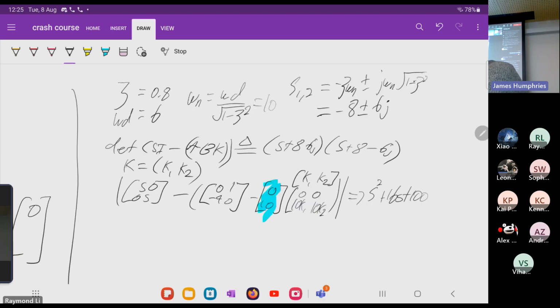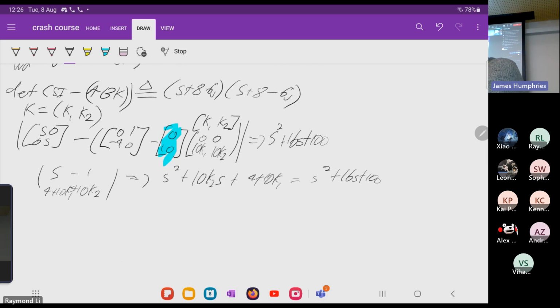Well, this side anyway will be that. And so therefore you will end up with the determinant of S minus 1, and then what's this going to be? 4 plus 10K1, and then minus of 0, minus of minus plus 10K2, S plus 10K2. Which becomes S squared plus 10K2S plus 4 plus 10K1 is equal to S squared plus 16S plus 100.